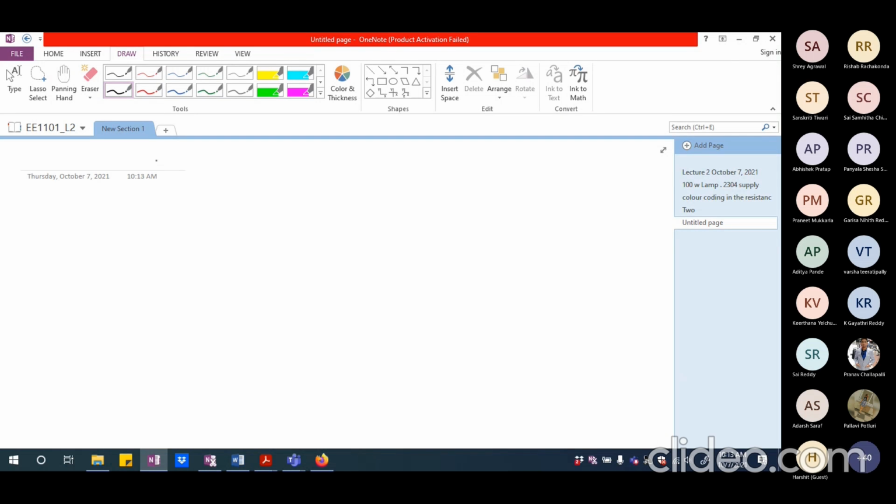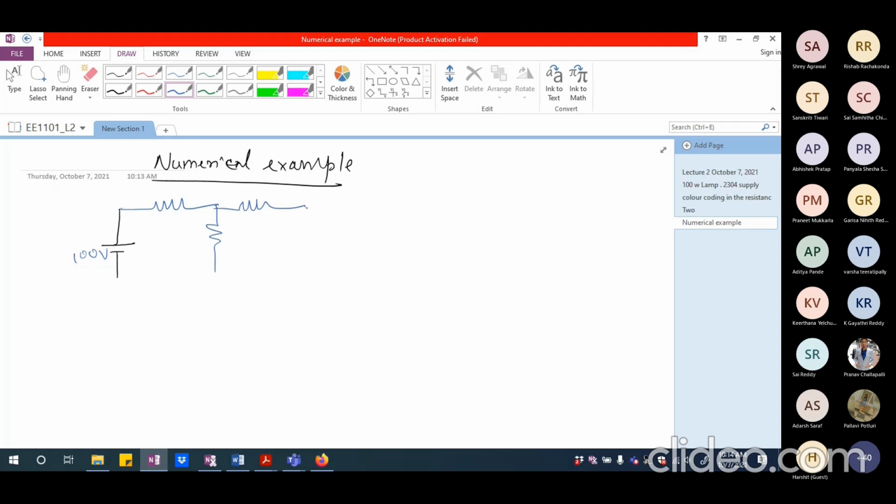Okay, so let me take some numerical example, one of them, and then let us try to solve it probably using resistance reduction as well as something else. So I'm going to ask you guys to simply help me reduce this problem. Okay, let me take a 100 volt source. I have just taken arbitrarily some value, and I'm going to include some resistances like this. Okay, so this is the resistance network I have included.